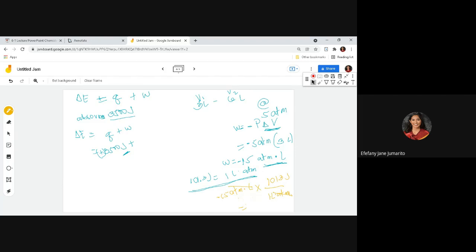We have 15 liter atmosphere times 101.3 joules. That is 1,519.5 joules.